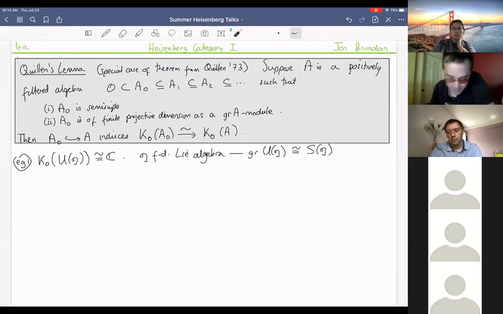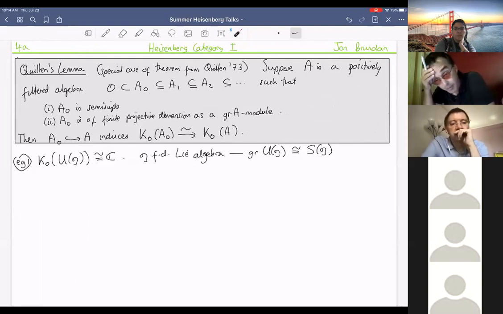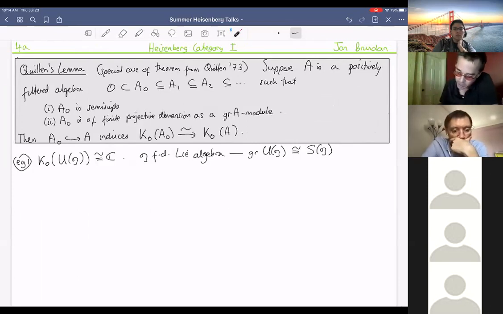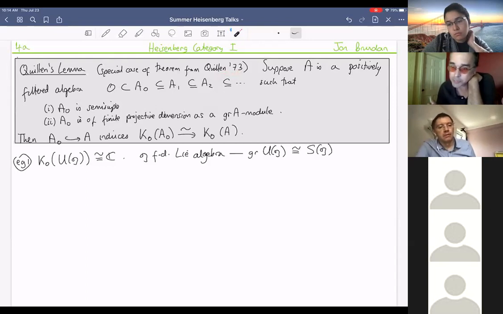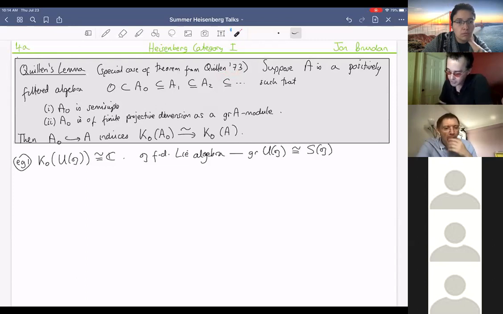The other tool I need from K-theory is what I'm going to call Quillen's Lemma. This we learned actually already from Michael's original paper, where he noticed that this was relevant. I'm just stating a special case. Quillen proved a much more general theorem in his 1973 lecture notes dealing with higher algebraic K-theory, but we just need the following. So this is just a specialization. I need A here, my unital algebra, to be positively filtered.